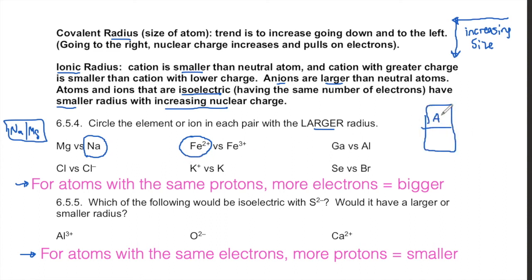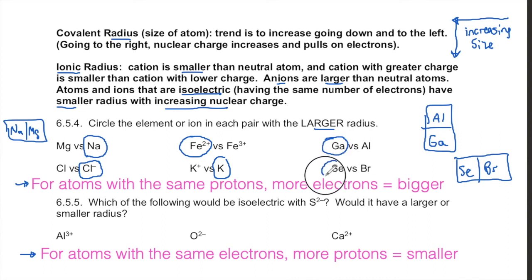So on the periodic table, gallium is right below aluminum, which would make it bigger than aluminum. So this is going to be larger. Here we have, again, atoms with the same number of protons. The anion chloride is going to have more electrons, and so that is going to be larger than the neutral chlorine atom. Here we have a potassium ion versus a neutral potassium atom. And so the neutral potassium atom is going to be larger. It has more electrons than the cation. And on the periodic table, bromine is to the right of selenium. That would make it a little bit smaller.